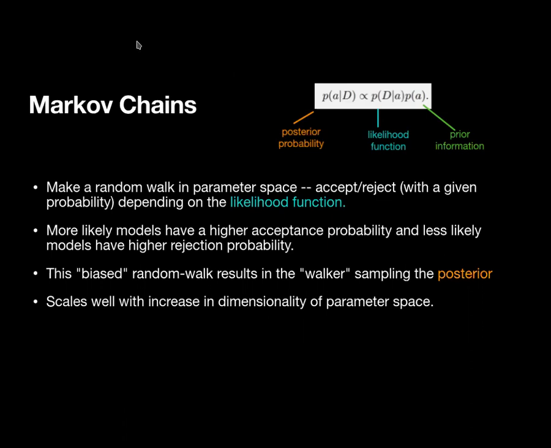So more likely models will have a higher acceptance probability, and less likely models have a higher rejection probability. The biased random walk results in walkers sampling the posterior probability distribution. And the advantage of this is that it scales well, irrespective of the dimensionality of parameter space.